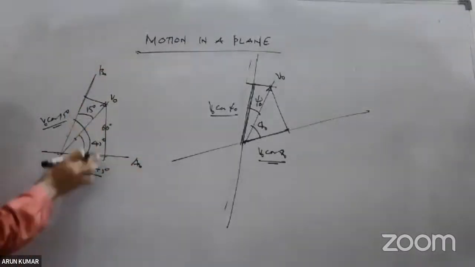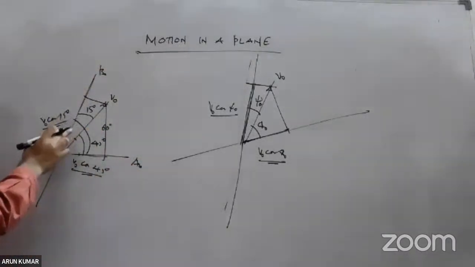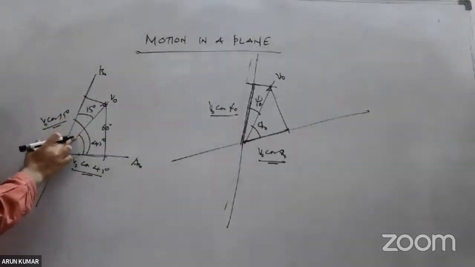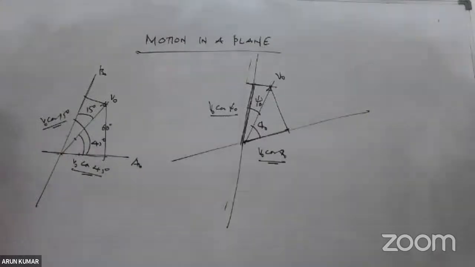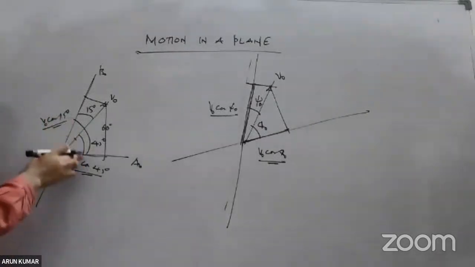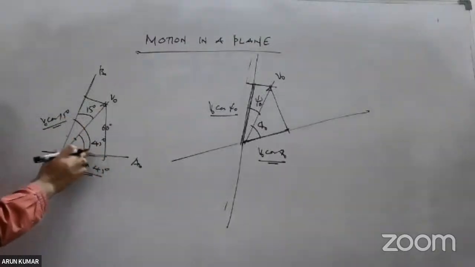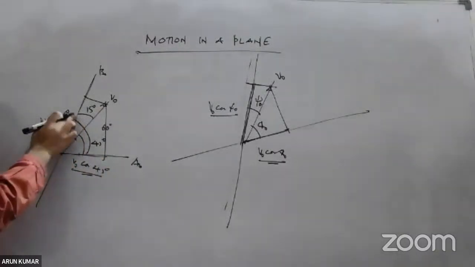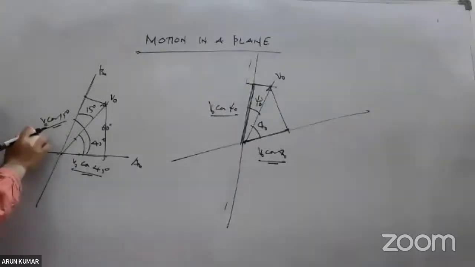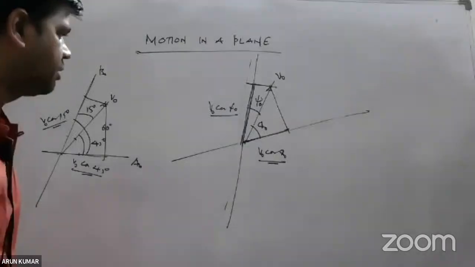So along line A, it is V naught cos 45. Along line B, it is V naught cos of the angle between the line and the vector. The angle between the line and the vector is 60 minus 45. Why is it 60 minus 45? 60 is the angle between the two lines, A and B. 45 is the angle between the vector and line A. So the remaining angle will be 60 minus 45, which is 15. V naught cos 15 is the component along line B. Agreed? Yes, sir.